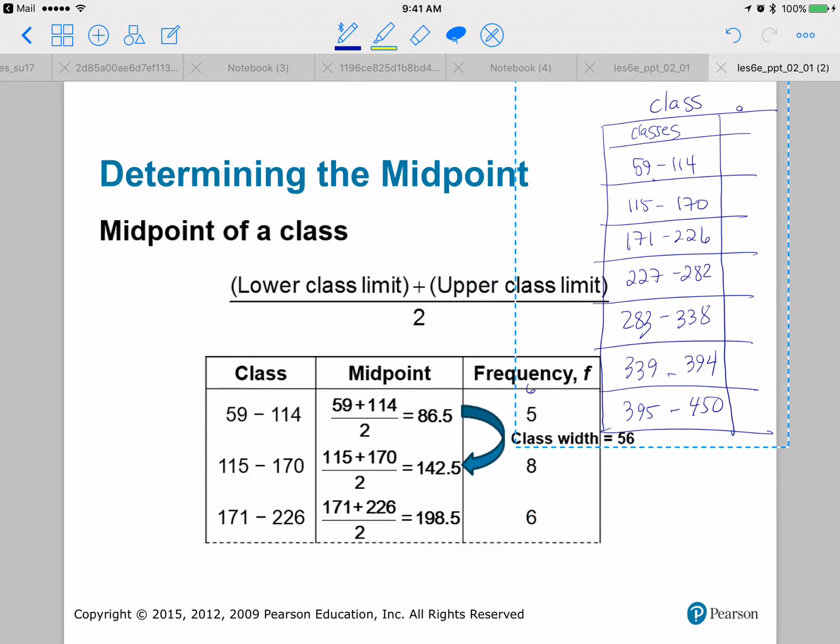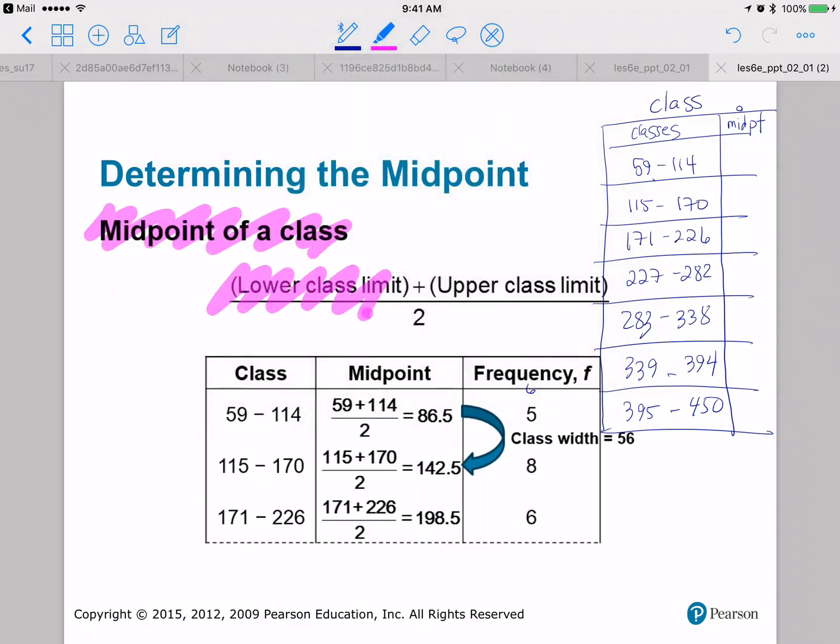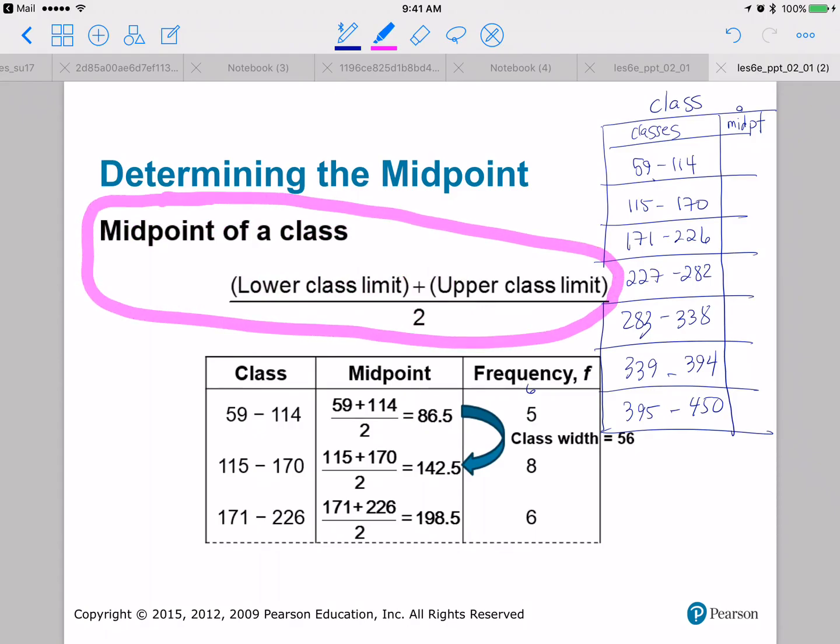We can go ahead and find the formula for the midpoint of the class. Make sure you know this formula. The midpoint of a class is the lower limit plus the upper limit divided by 2. So for instance here, we would take 59 plus 114 and divide by 2. And you see that's what they've done here. They got 86.5. So you can find the midpoints of each class, right? So 115 plus 170 divided by 2 gives you 142.5. You can do that all the way down.